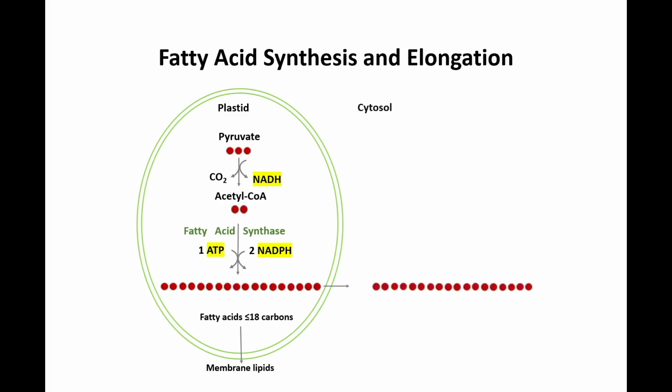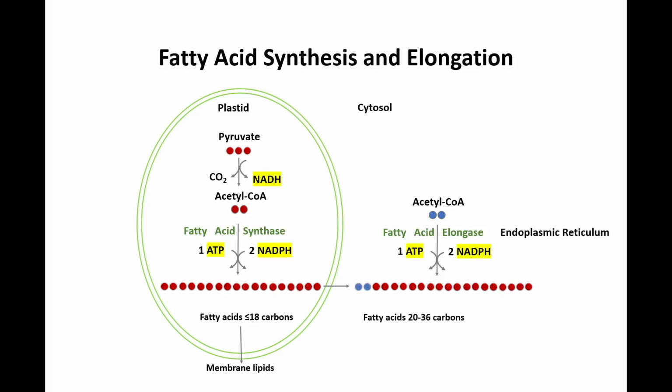But to make longer fatty acids, the 18-carbon fatty acids are going to move to the cytosol and be extended by an ER membrane-embedded protein complex called fatty acid elongase. Again, you need 1 ATP and 2 NADPH for each cycle. Many of the very long-chain fatty acids with more than 20 carbons are used to make surface lipids. These different lengths of fatty acids can be incorporated into the TAGs in plant fats and oils, as I mentioned earlier.